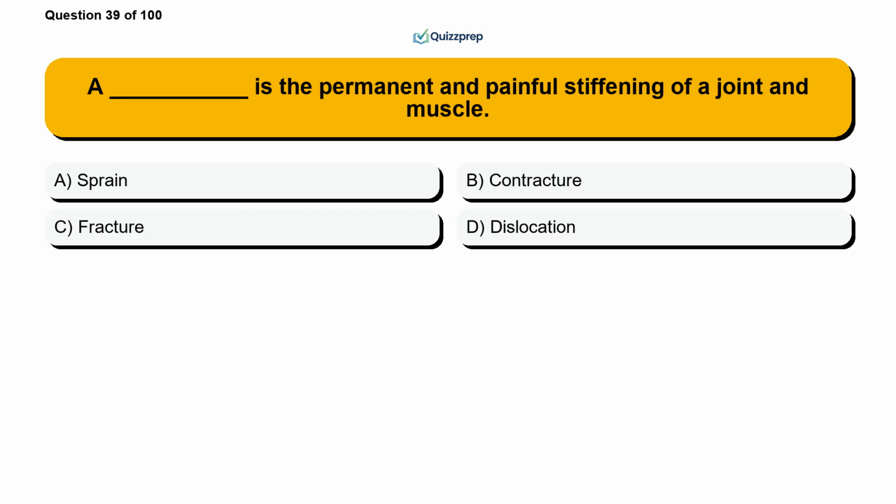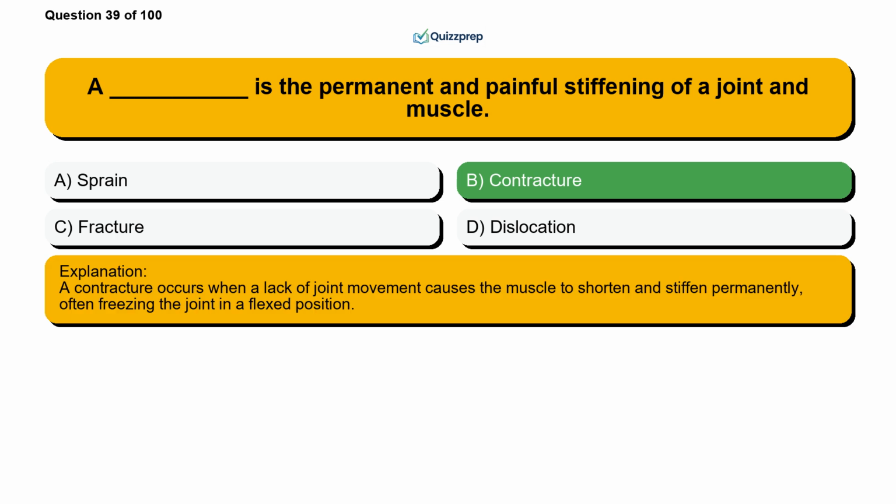Question 39. A blank is the permanent and painful stiffening of a joint and muscle. Option A, sprain. Option B, contracture. Option C, fracture. Option D, dislocation. The correct answer is option B, contracture. A contracture occurs when a lack of joint movement causes the muscle to shorten and stiffen permanently, often freezing the joint in a flexed position.